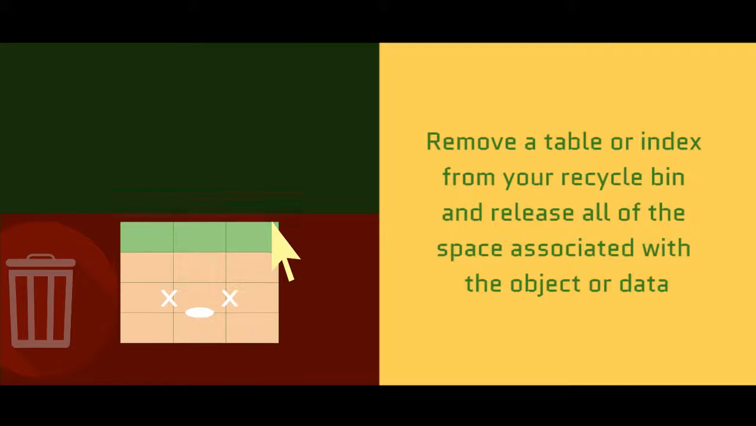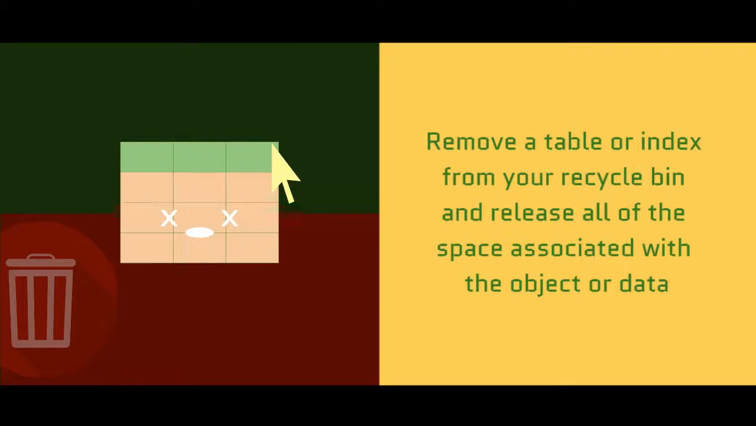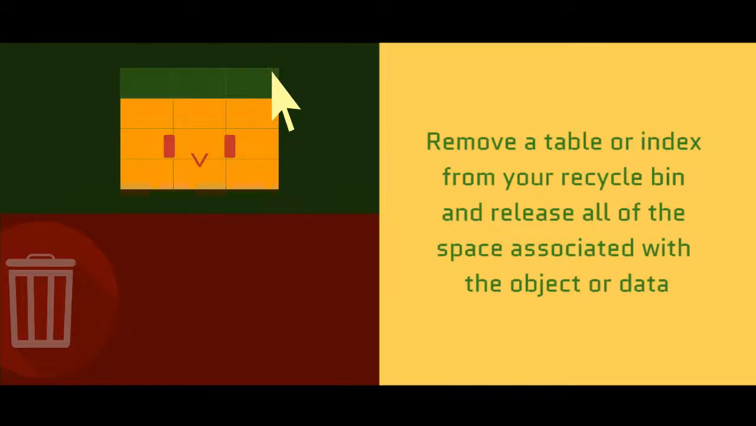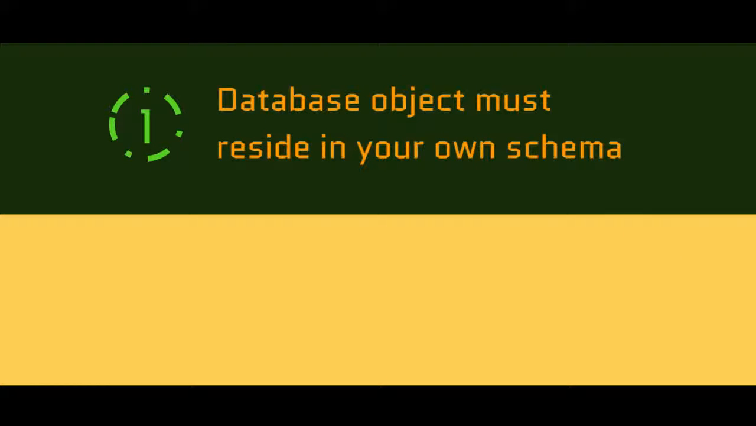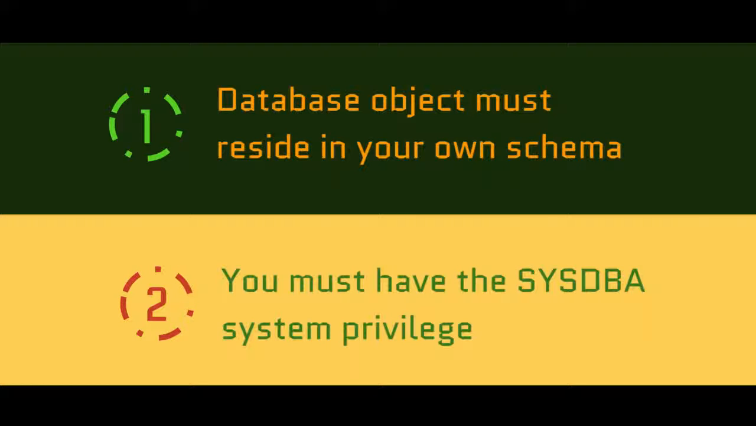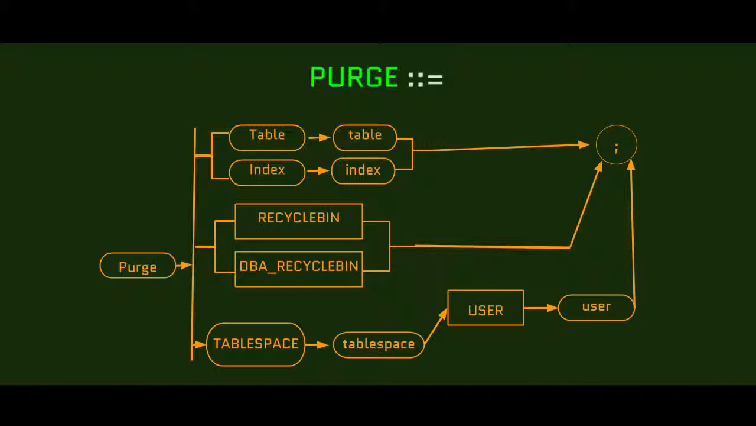Purge is the best choice in retrieving data which has been accidentally deleted by the user. Purge removes a table or index from your recycle bin and releases all of the space associated with the data. There are certain conditions that need to be configured for this to be possible. The database object must reside in your own schema, or you must have the sysdba system privilege. Here's the syntax.